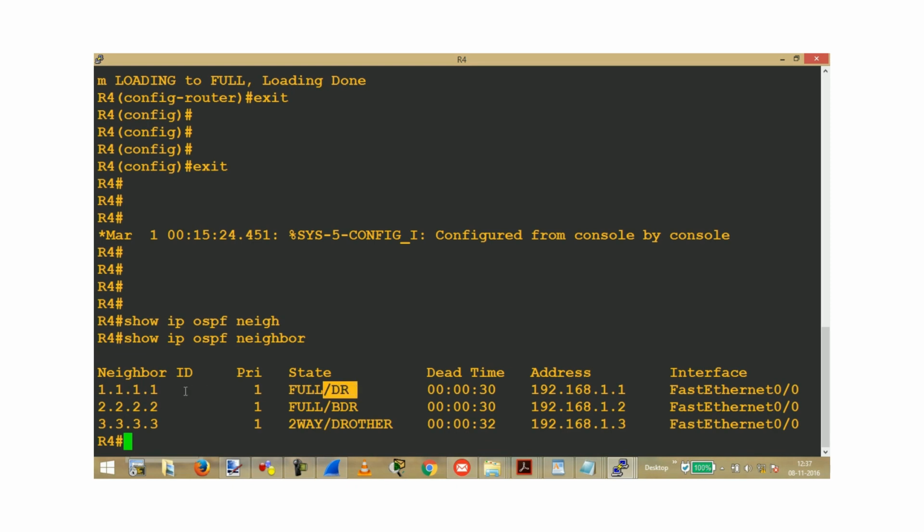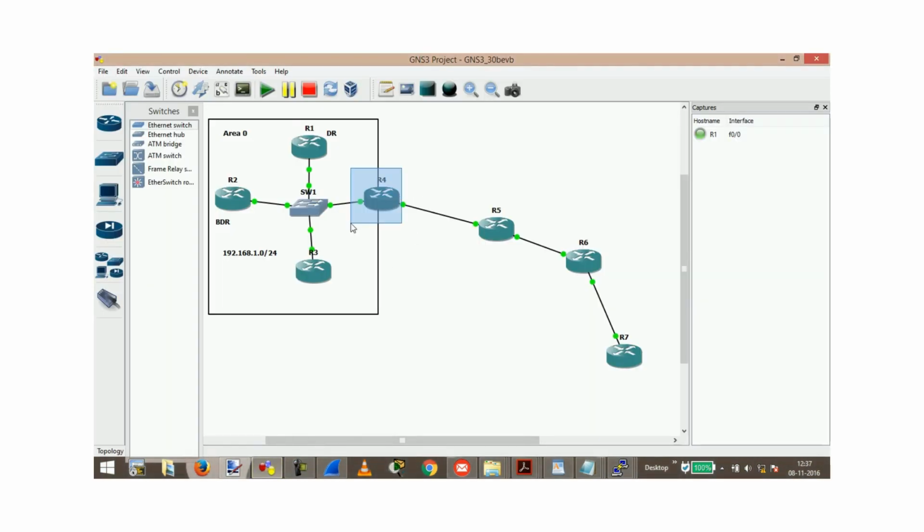Who is the DR? DR is 1.1.1.1. Who is the BDR? BDR is 2.2.2.2. And the other routers which could not become the DR or the BDR are named DR others. So R3 is a DR other. Similarly, R4 is also a DR other, because within this network DR and BDR are already elected, and R3 and R4 become the DR other routers.